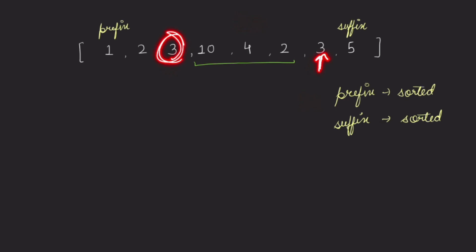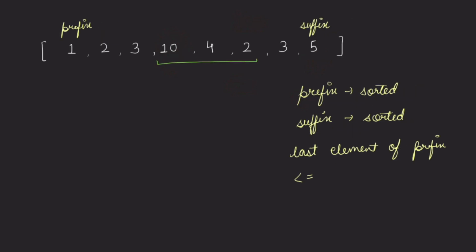Let us suppose here instead of 3, we had 2. In that case, your 3 is not less than or equal to 2, right? So that means this cannot be a valid prefix and suffix, right? So the third condition is that the last element of the prefix should be less than or equal to the first element of the suffix, right? Does that make sense to you?